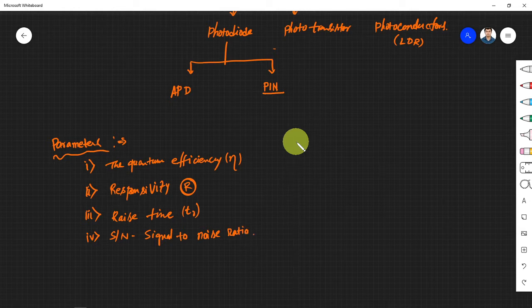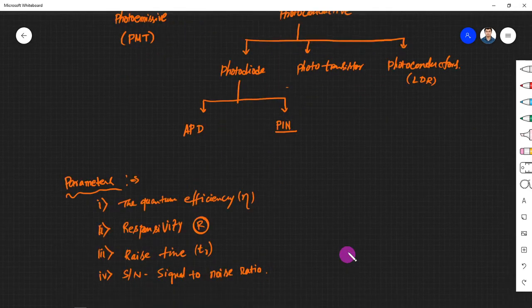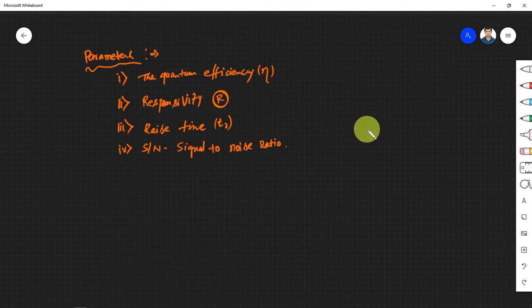These are the few parameters we look for in photodetectors. Briefly, let's see how we define the quantum efficiency. It's very similar to an LED, in fact exactly opposite. In an LED, we supply electricity or electrons to the device and it gives us photons. In photodetectors, we supply photons to the device and we extract current or electrons out of it. So the working is exactly opposite to each other.